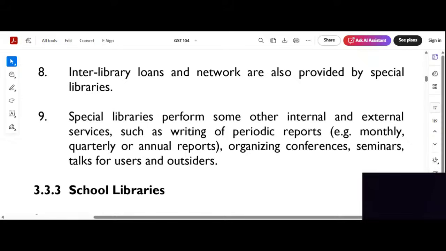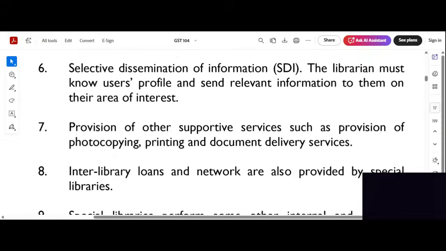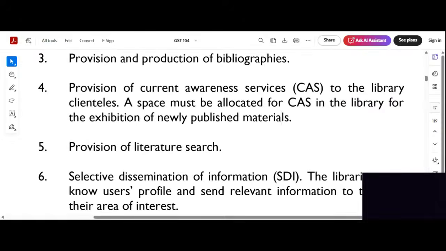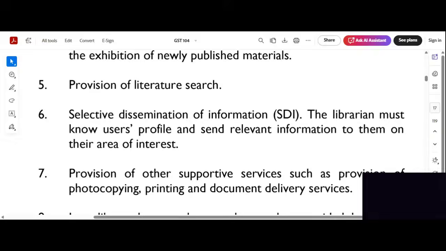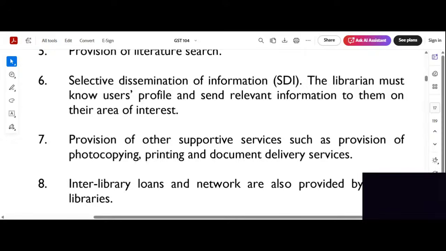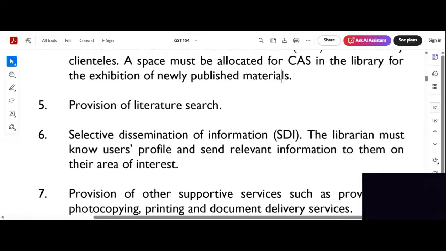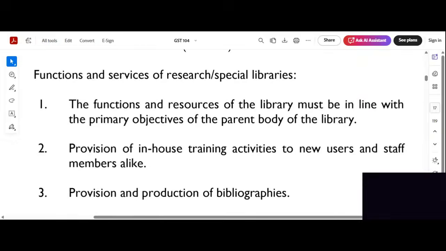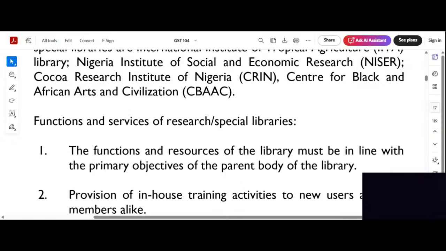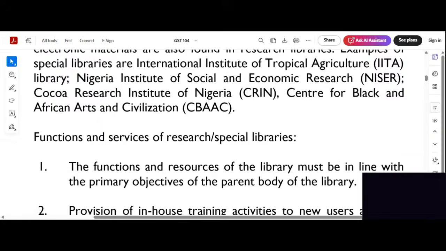Don't forget that this type of library is mainly private, so they are supported by the money they make. That is why you see they are even doing some other services, like photocopying and printing. Anything they make is how they will sustain themselves.